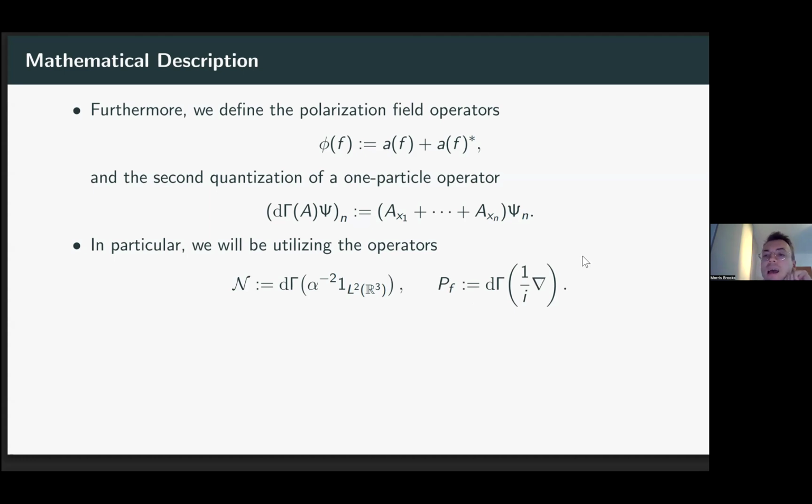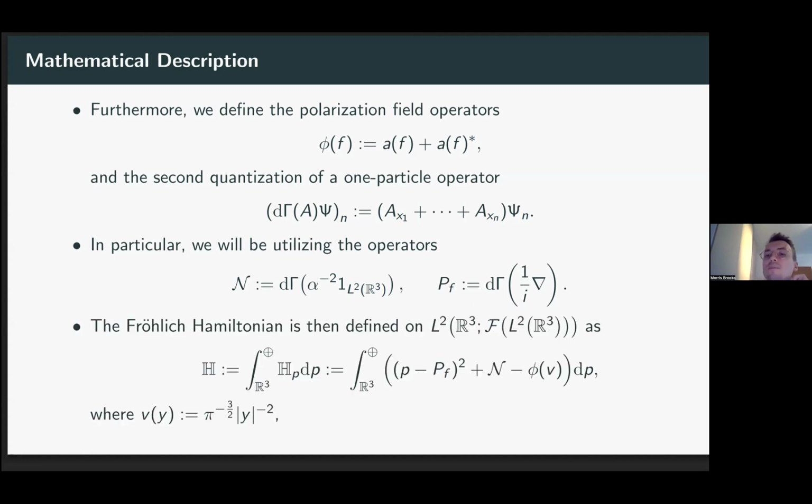Okay. And with these ingredients, I have everything at hand to properly define the Fröhlich Hamiltonian, which acts on the Hilbert space I've shown you earlier. And you do it in the following way. So first of all, our Hilbert space are Fock space valued L2 functions. And then I define the Fröhlich Hamiltonian as the direct integral over the p-dependent operators H_p, where the p stands for the total momentum of the system, and we integrate over R3.